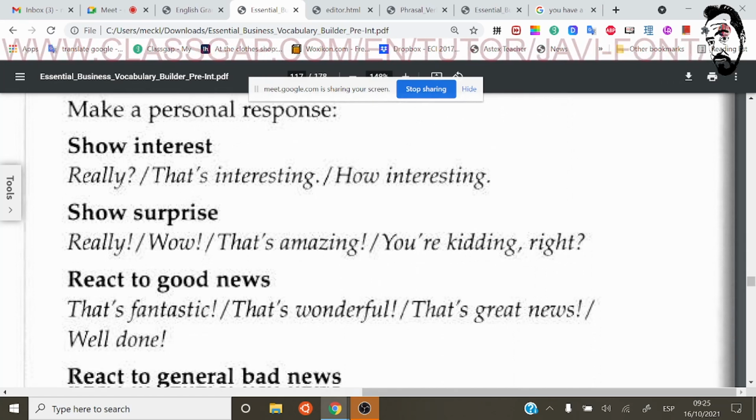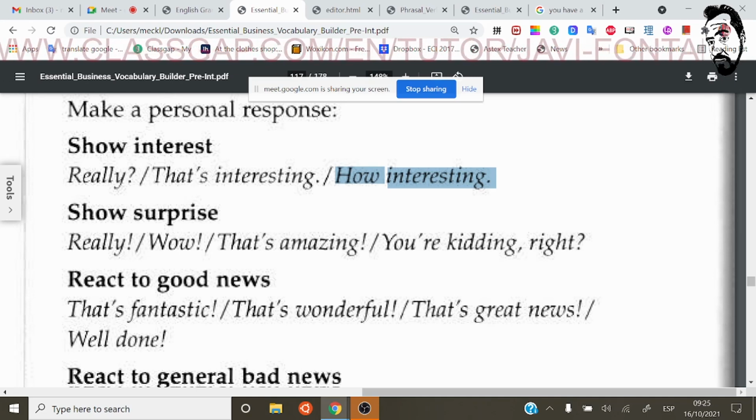Okay, sometimes you want to show interest. So you can say, really? Or, that's interesting. Or, how interesting. Ok, cuidado porque muchas veces podemos ser irónicos. Entonces puede decir, oh, how interesting. But you're being ironic, okay? You mean the opposite.